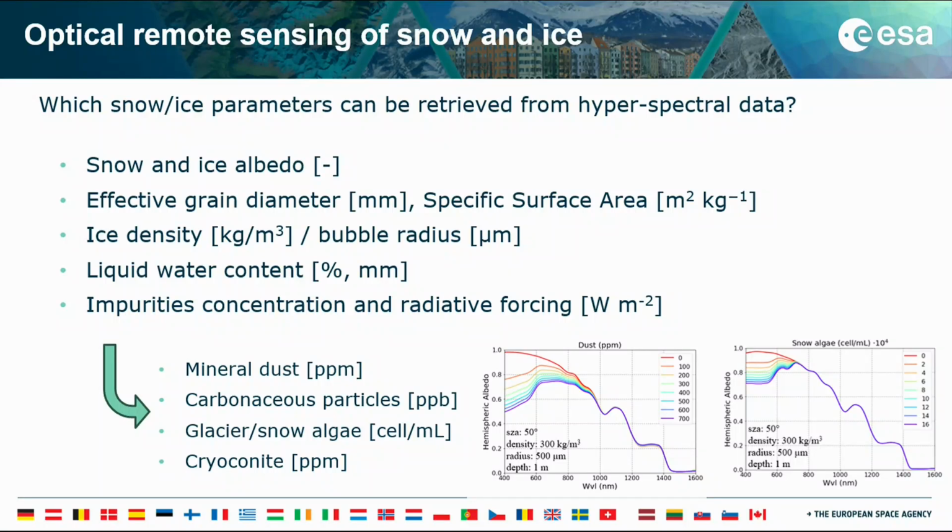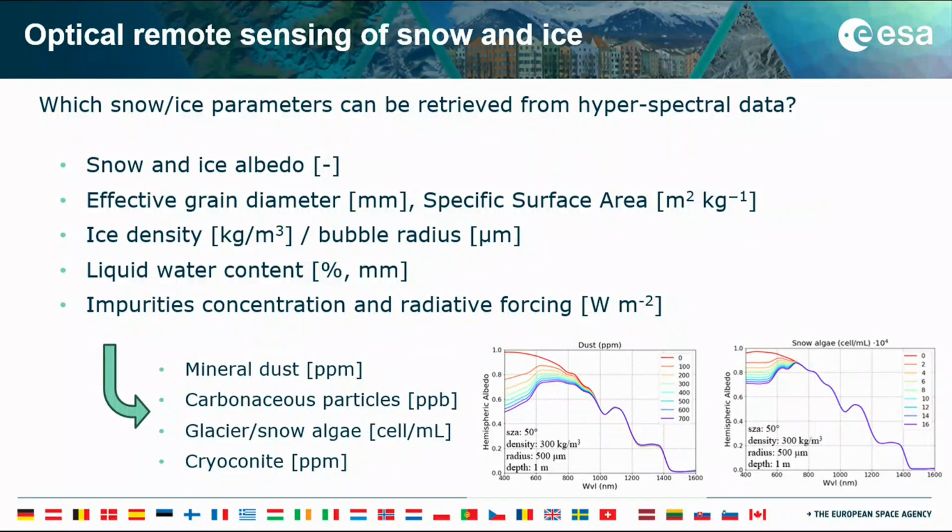I put here just a list of snow and ice parameters that we can retrieve from hyperspectral, but also some of them from multispectral data, such as Sentinel-2 and Sentinel-3. We'll see some examples. So snow and ice albedo, the effective grain diameter, or the specific surface area. There is a formula to pass from this quantity to this quantity. And the ice density, or the bubble radius, the liquid water content of the surface ice, and the impurities concentration. And the radiative forcing induced by the impurities.